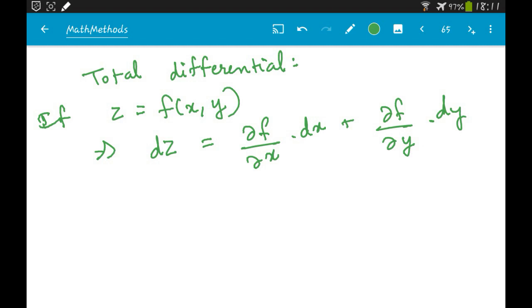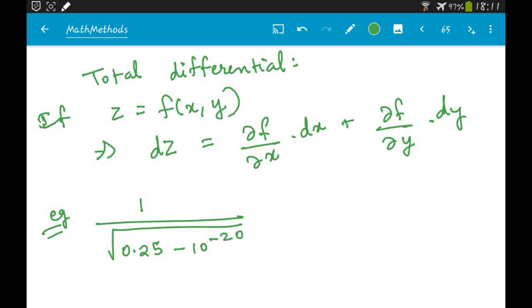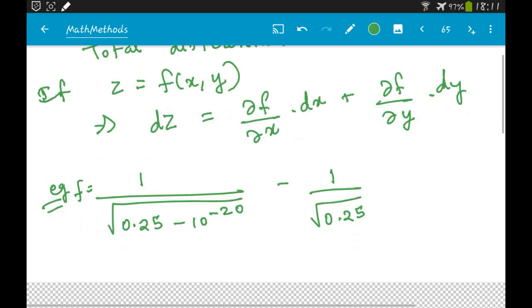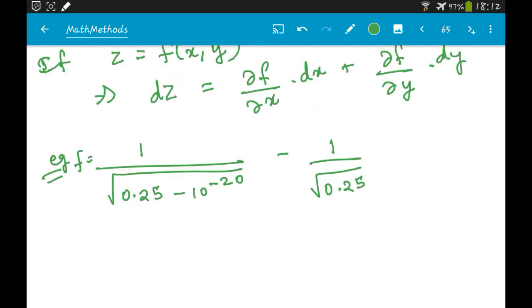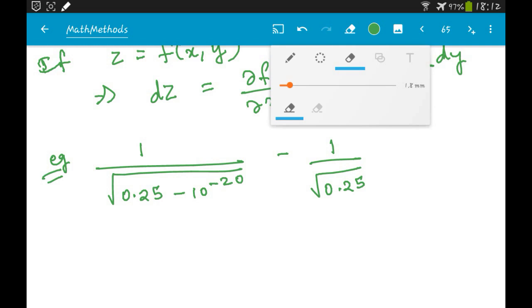So using the concept of total differential, one can also find out small changes in certain functions. So we'll look at an example. We have this problem that we have to do, which is 0.25 minus 10 power minus 20, minus 1 by root of 0.25. Basically this is what we need to find.